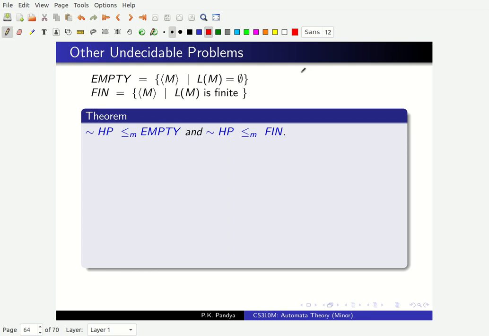So are these languages RE? Are these languages recursive? Or are they non-RE? Right? Are they not recursive but RE, or are they non-RE? Where do they belong in our diagram? These questions are there. And it turns out that you can show that if you take the complement of halting problem, you can do a many-to-one reduction of the complement of halting problem to this language empty. Okay? And you can also give a many-to-one reduction of the complement of halting problem to this language Fin.